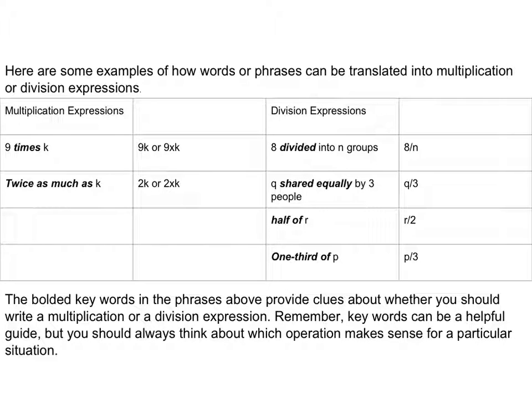9 times k is 9k or 9 times k. Twice as much as k is 2k or 2 times k. For division, 8 divided into n groups is 8 over n. q shared equally by 3 people is q over 3. Half of r is r over 2. 1/3 of p is p divided by 3. So again, the bolded words in the phrases above provide clues about whether we should multiply or divide. Remember, keywords can be helpful, but you should always think about which operation makes more sense for the given situation.